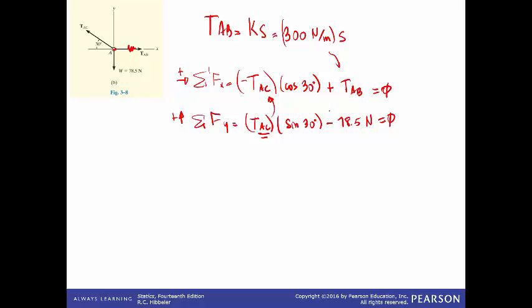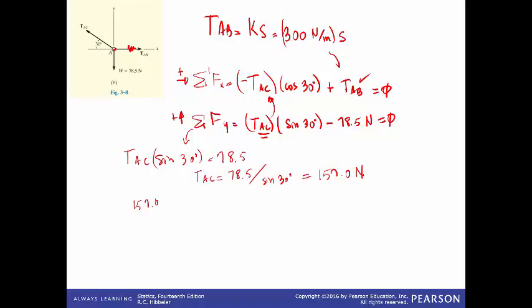So we can solve this for TAC because that's the only unknown, and then replace in the top equation to obtain TAB. Okay, so let's do this here. TAC sine of 30, and remember I'm doing this the long way just to make sure that you understand everything. So TAC equals 78.5 divided by sine of 30, and TAC is 157 newtons.